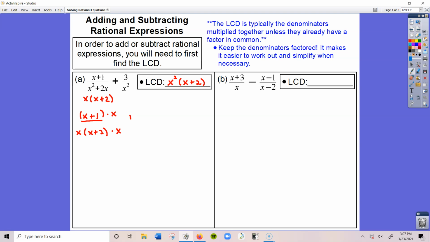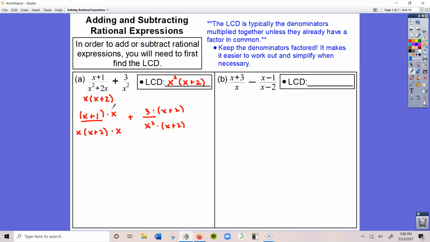Now let's move on to the next term, which is 3 over x squared. If we look at the LCD, we have here the x squared, but we're missing the x plus 2. So I'm going to have to multiply by x plus 2 to the denominator, and the same goes in the numerator. So now for the numerator, we're just going to distribute everything, and we're going to make the entire thing over the least common denominator, since now they both have the same denominator. So I'll work that out piece by piece.